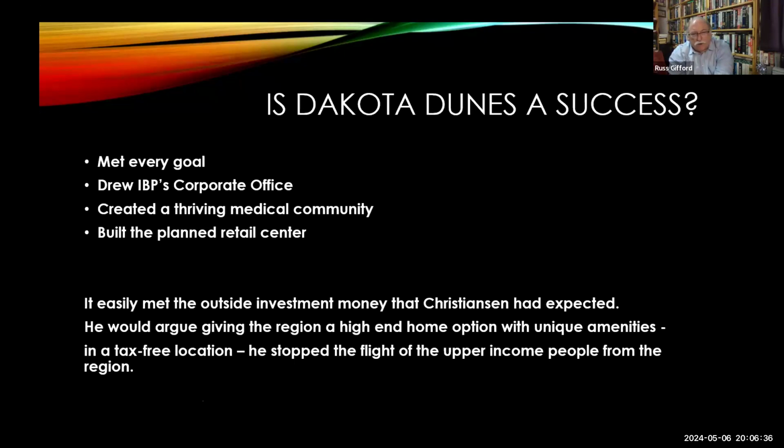And remember, he had argued that giving the region a high-end home option with unique amenities in a tax-free location would stop the flight of upper-income people from the region. And he had a bit of an interest in that, right? Because he grew up between Jefferson and North Sioux, somewhere in that area. And as I said, he's a South Dakota boy.